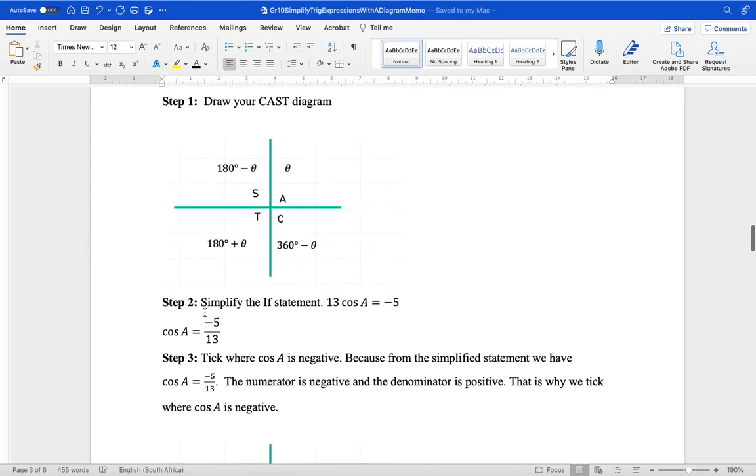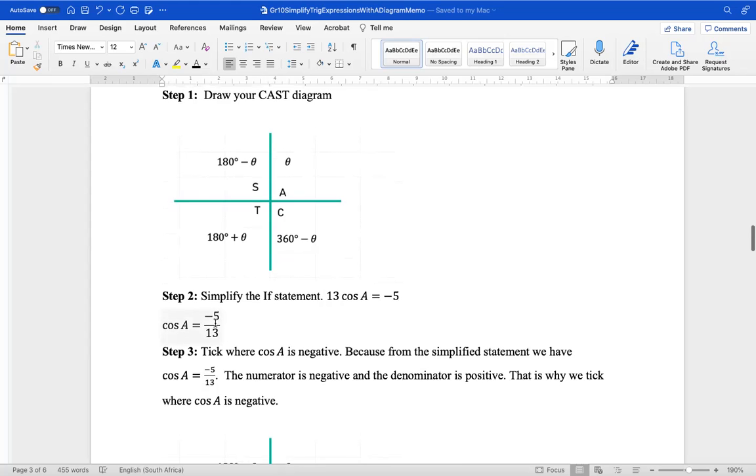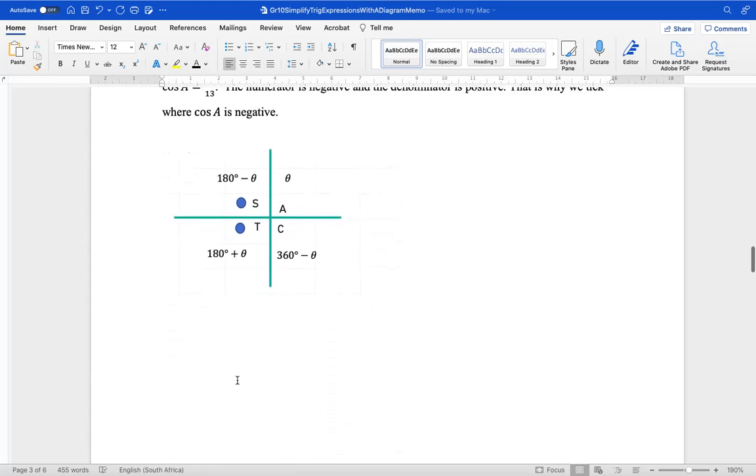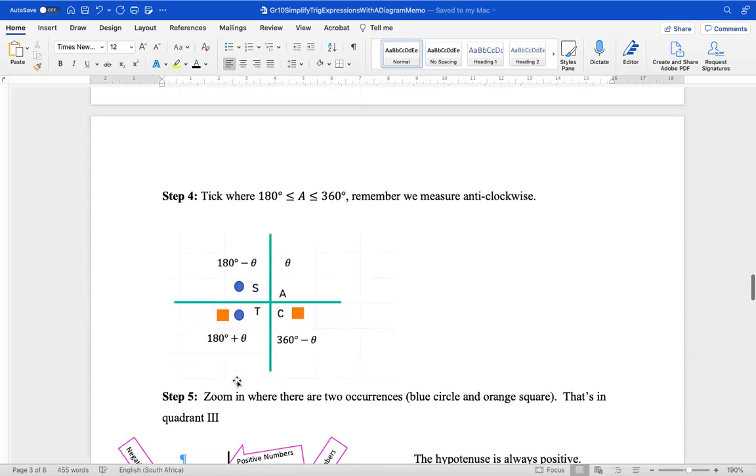So now we've got our numerator as -5, and our denominator as +13. So now we are interested where cos is negative because our numerator is negative. So now we're going to go onto our CAST and we mark our territory. Cos is negative in the second quadrant as well as the third quadrant. Then Mr. Marker said angle A is between 180 degrees and 360 degrees.